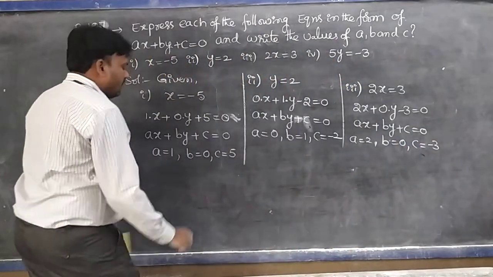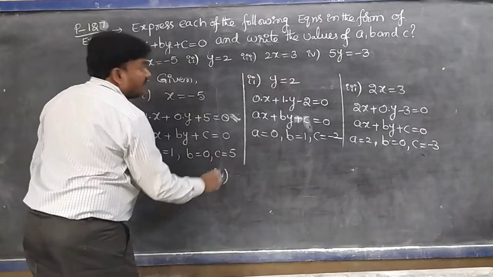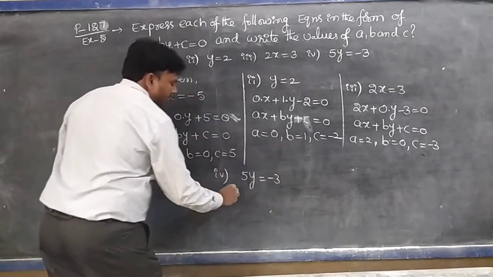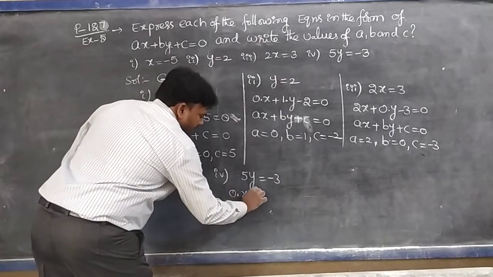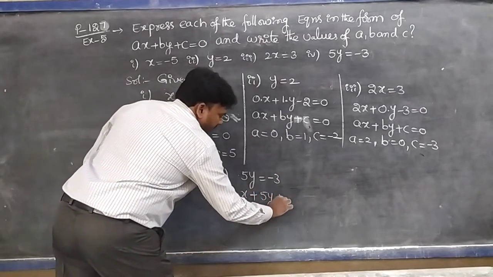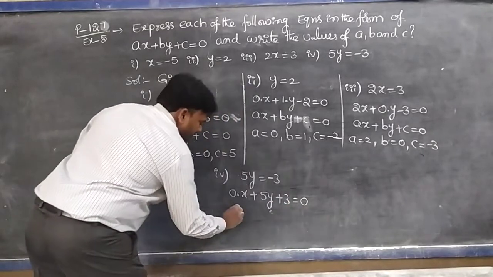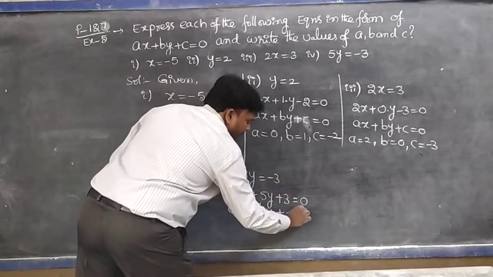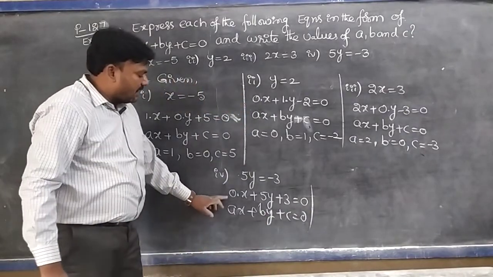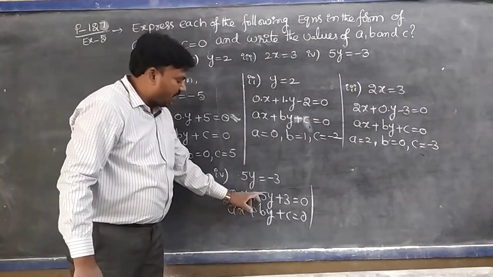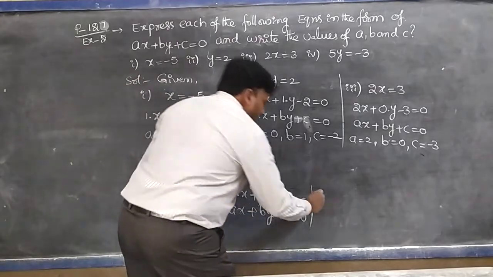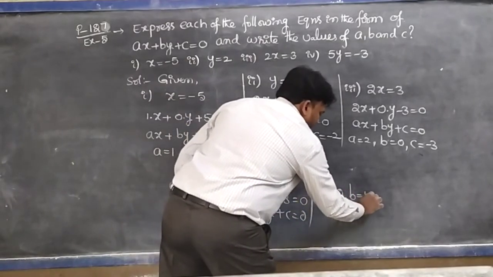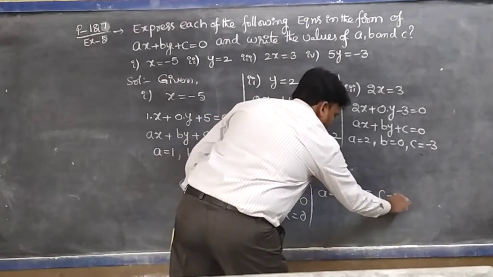Next go for the fourth problem. What is given? 5y equal to minus 3. Next, 0 into x plus 5 into y plus 3 equal to 0. So comparison with ax plus by plus c equal to 0. What about the a value here? a equal to 0, b equal to 5, c equal to 3. So a equal to 0 and b equal to 5 and c equal to 3, students.